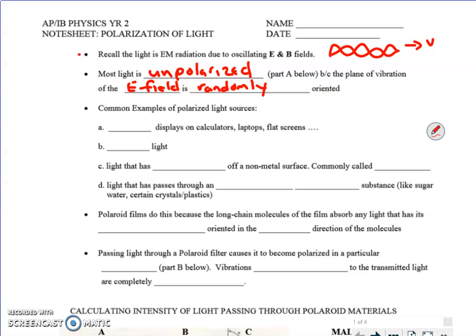Now, some light sources are polarized. What does that mean? That means the plane of vibration is the same. Maybe it's all vertical or all horizontal or all something in between. So the plane of vibration is uniform. Either the process by which the light is created preferentially chooses one plane, or we take unpolarized light and polarize it by passing it through a special filter called a Polaroid.